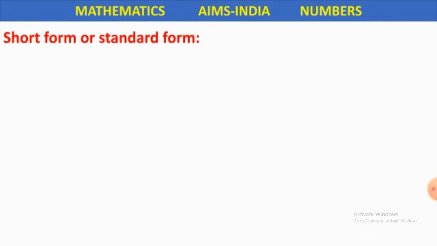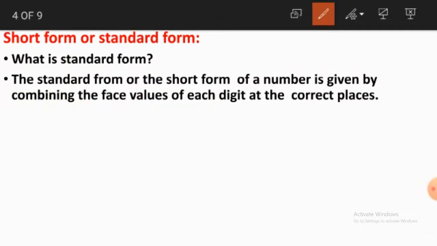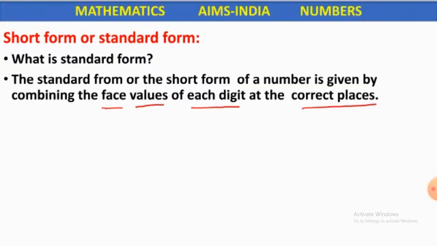Now, after expanded form comes the short form or standard form. What does short mean? Short means small. Yes or no, children? Short means small. So, what is short form or standard form? The standard form or the short form of a number is given by combining the face values. By combining what, children? By combining the face values of each digit at the correct places.